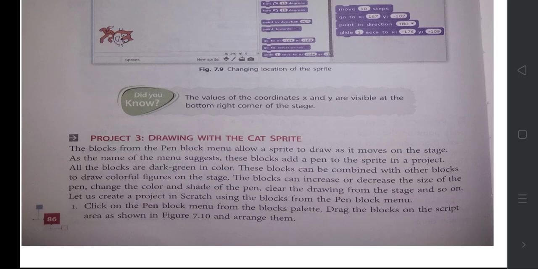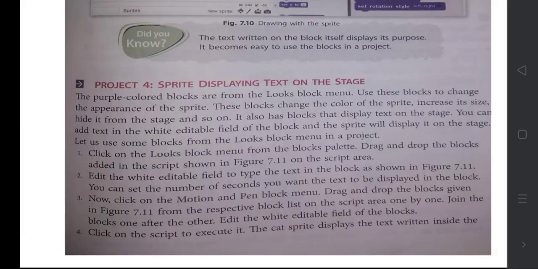Now we'll see step by step how to make it. Click on the Pen block menu. From the block menu, drag the block onto the script area as shown in Figure 7.10. Wherever I'm giving you the picture names, go to your textbook and see in that book. In that book only you will know what type of slide it has to be.